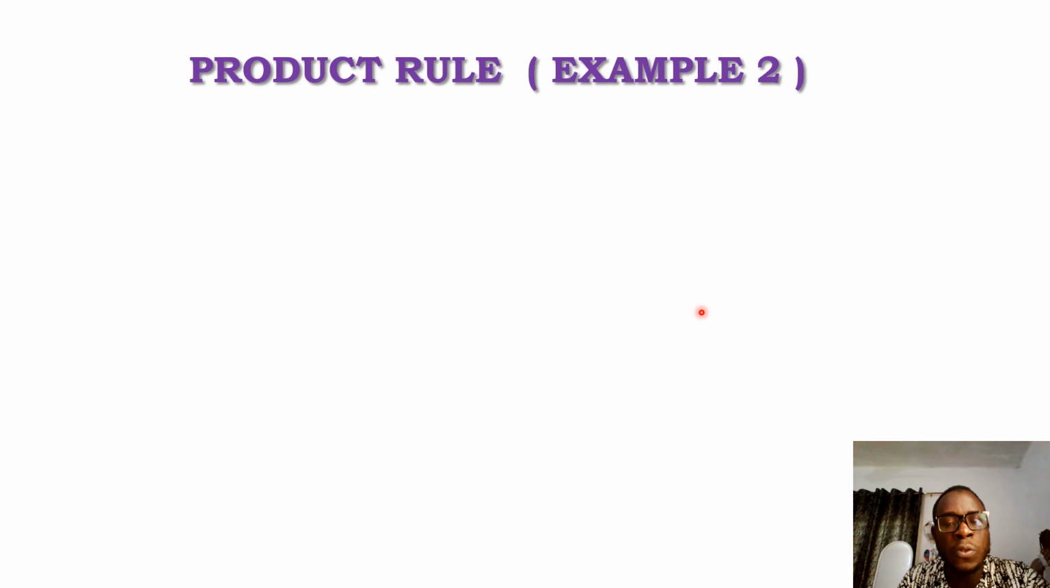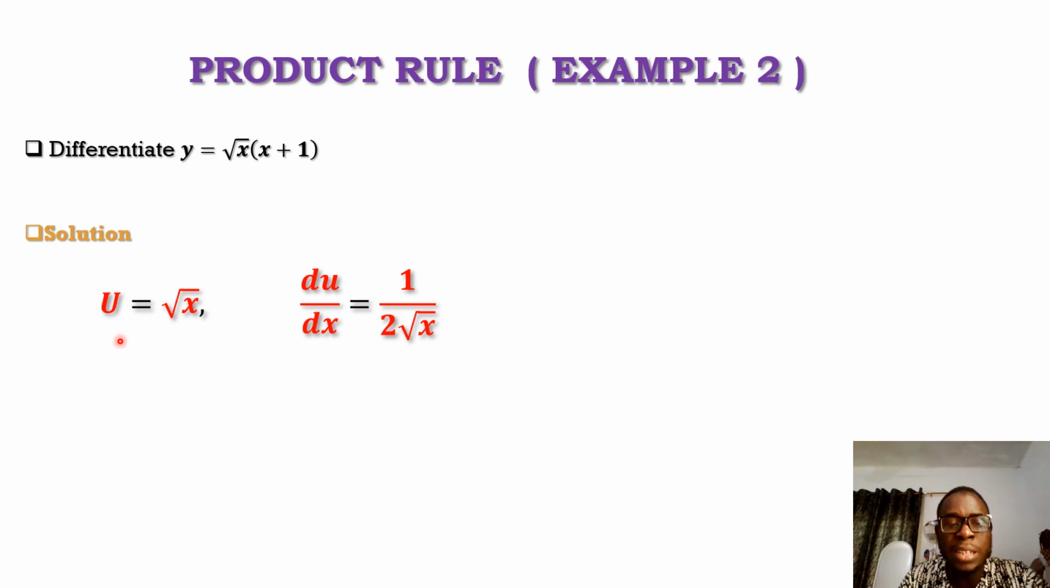Now, let's move to example 2, which is of the form y equal to square root of x multiplying x plus 1. So when you see this particular expression, we need to know that we are going to apply product rule to differentiate this function, because we have a function root x and another function x plus 1 multiplying. So here we let u equal to root of x. Then we find du over dx, which is equal to 1 divided by 2 root x.